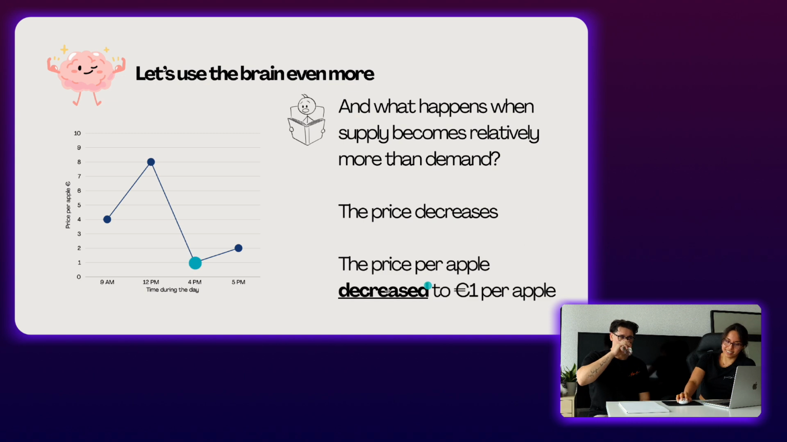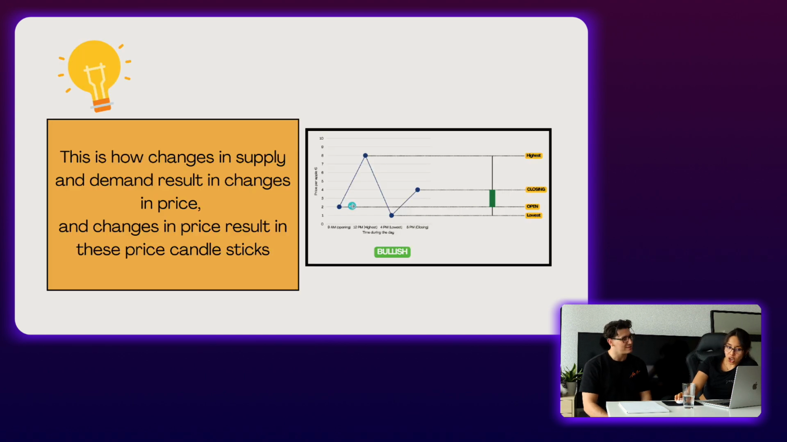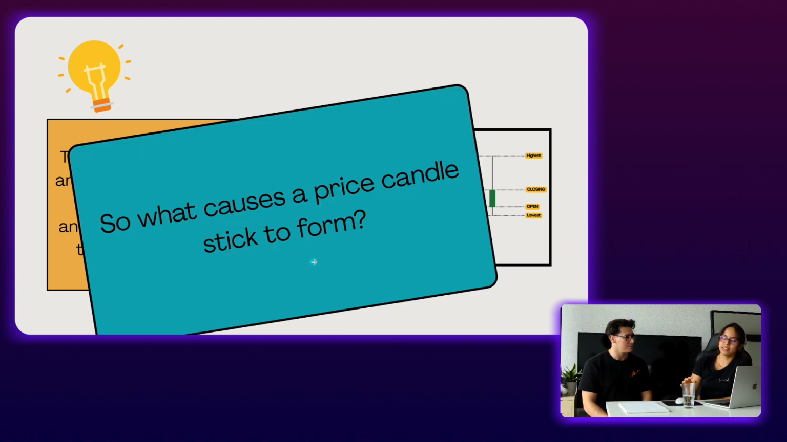The price decreases. So sometimes there was more supply than demand, and other times there was more demand than supply. What we just saw when the price went up and then down and then up a little bit is how changes in supply and demand result in changes in the price. And from these changes in the price, you can draw price candlesticks. So what causes a price candlestick to form?